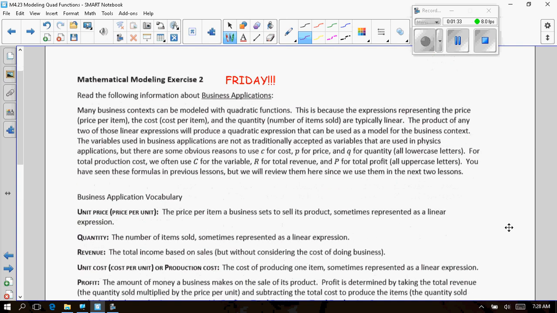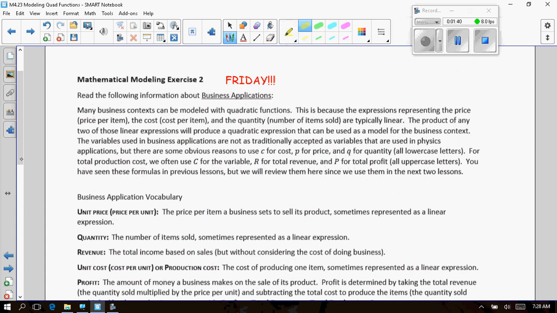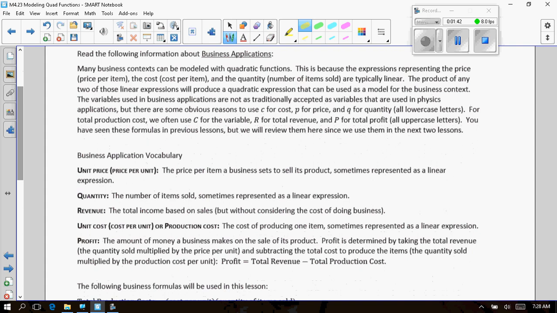A couple of the key terms that I want to make sure we all get when we go through this section is that we need to understand what they're talking about as they use different vocabulary. So quantity obviously is the number of items sold. Revenue is the amount of income based on sales. That will show up based on the sales. The unit cost or the production cost is the cost of producing the item, because it's not free to make these things.